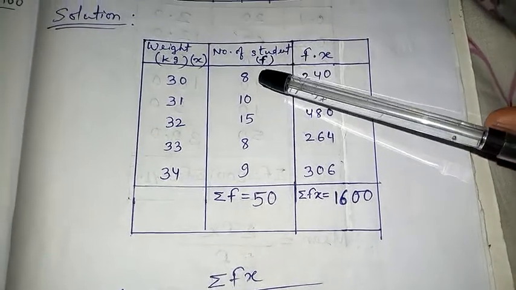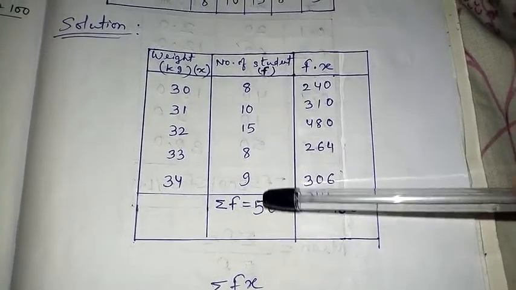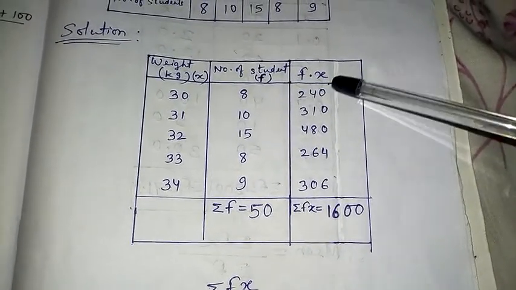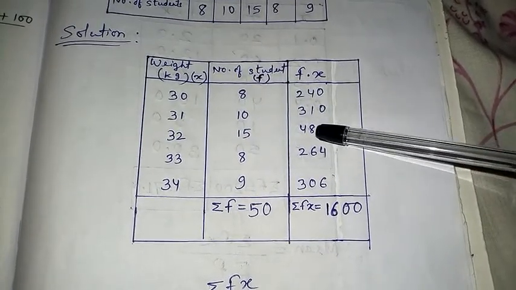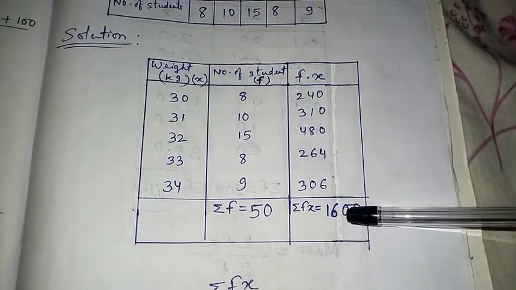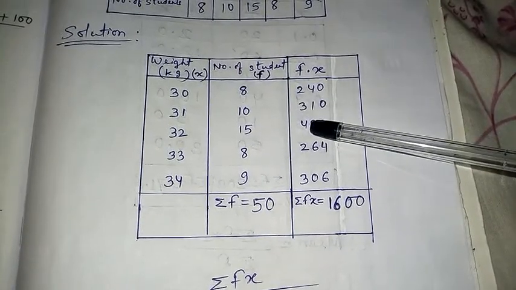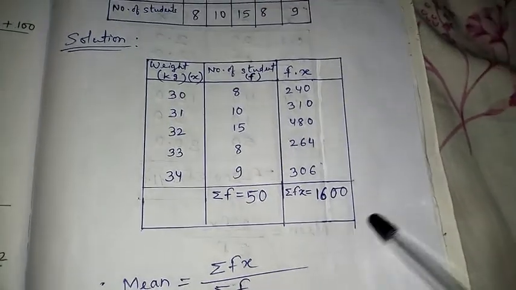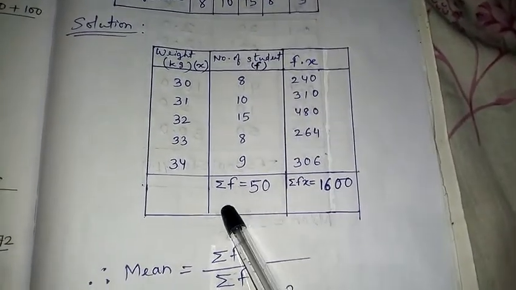Now when you add all this, 8 plus 10 plus 15 plus 8 plus 9, the answer will be 50. And if you add all of this one by one, like 4 plus 6 is 10, in hand 1, 4 plus 1 is 5, 5 plus 8 is 13, 13 plus 6 is 19, and in hand 1, 10, that is 20. In hand 2, 2 to 4, 4 plus 3 is 7, 7 plus 4 is 11, 12, 13, 14, 15, 16. So 1600 is summation of fx. Adding this column is called summation of fx, adding this column is called summation of f.